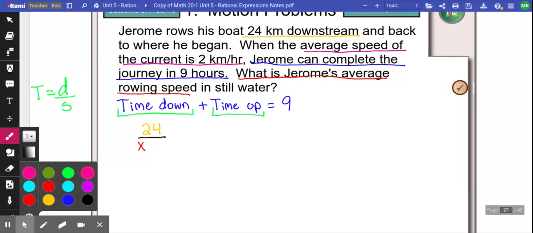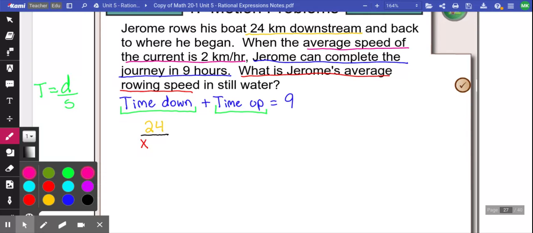When you swim down current or you row a boat down current, you're actually getting a boost by however strong the current is. So in this case, when they said the average current is 2 kilometers an hour, that means my speed downstream is x plus 2 kilometers an hour. I'm getting a boost. Like I'm rowing, and that's one speed, and then I'm getting a 2 kilometer an hour boost.